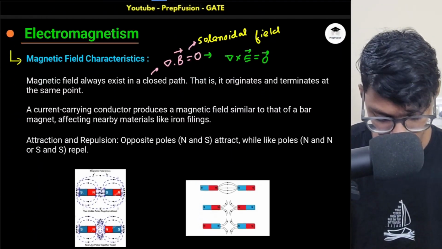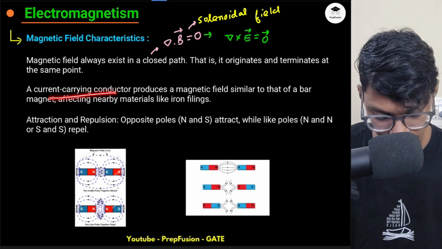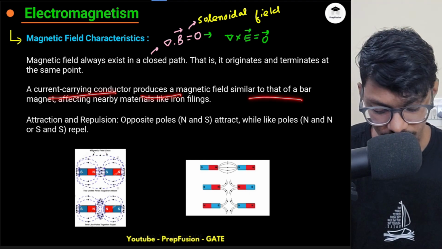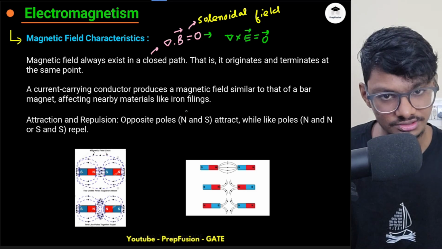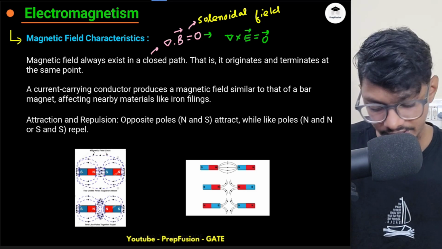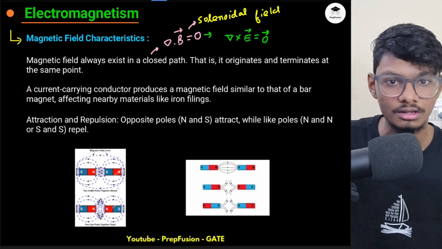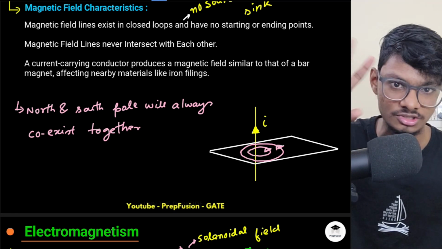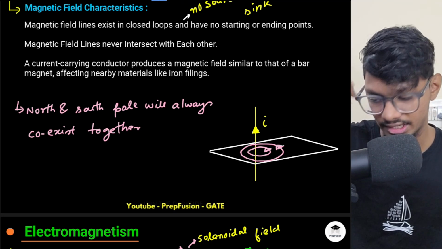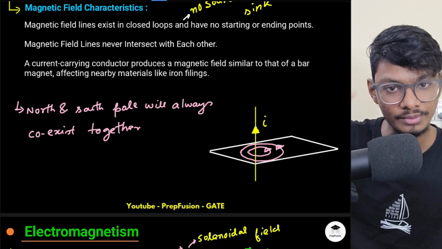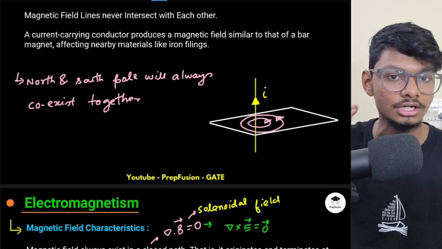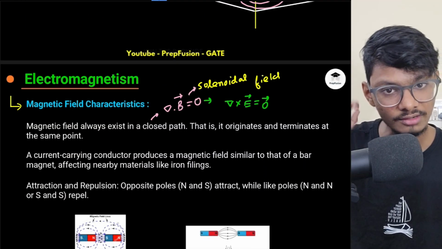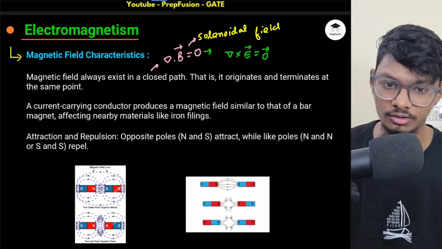Now, a current conductor produces a magnetic field similar to that of a bar magnet, affecting nearby materials like iron filings. This was found out by Oersted's experiment. I hope you know a bar magnet produces a magnetic field, and if a current conductor is there, it will be similar to a bar magnet. So we can use a current conductor to replace a bar magnet, and we can do some special things that I will explain later on.